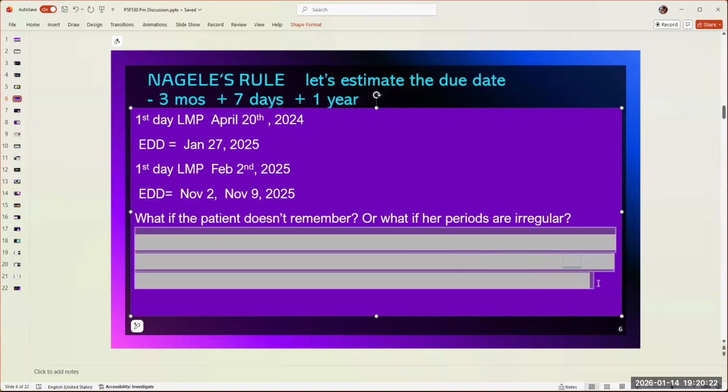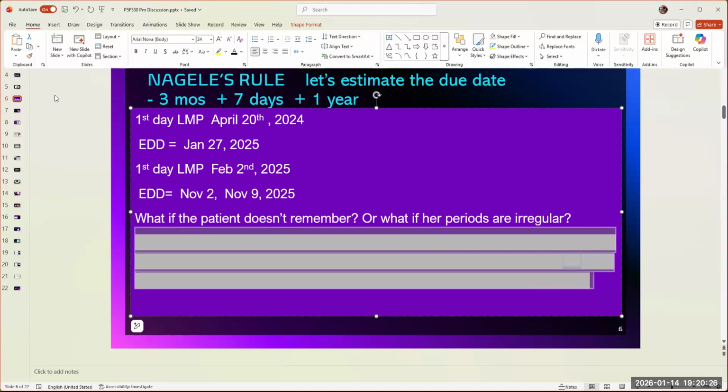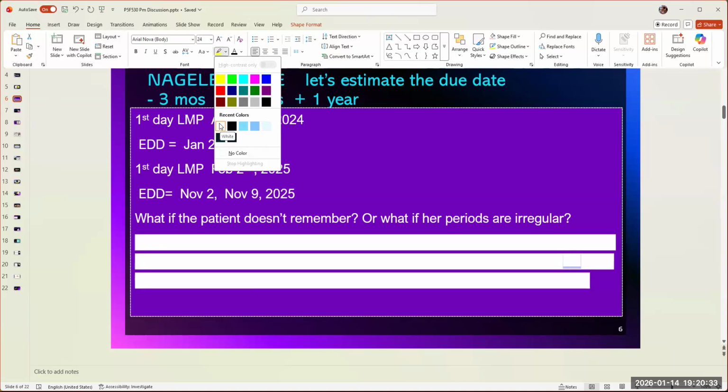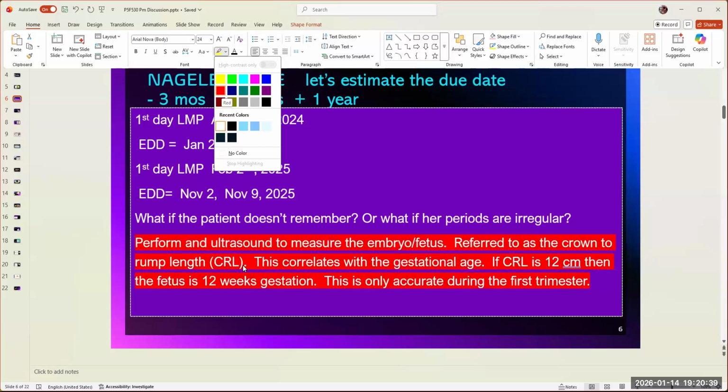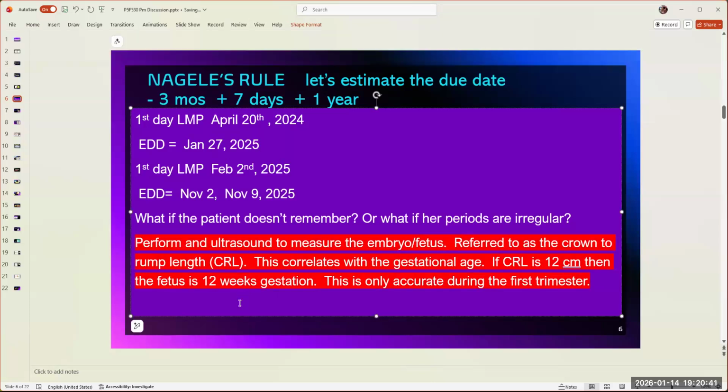Can you measure? What would you measure? Like the sac? HCG levels? How would we do that? Ultrasound? You measure the fetus? Yes, we can do an ultrasound.